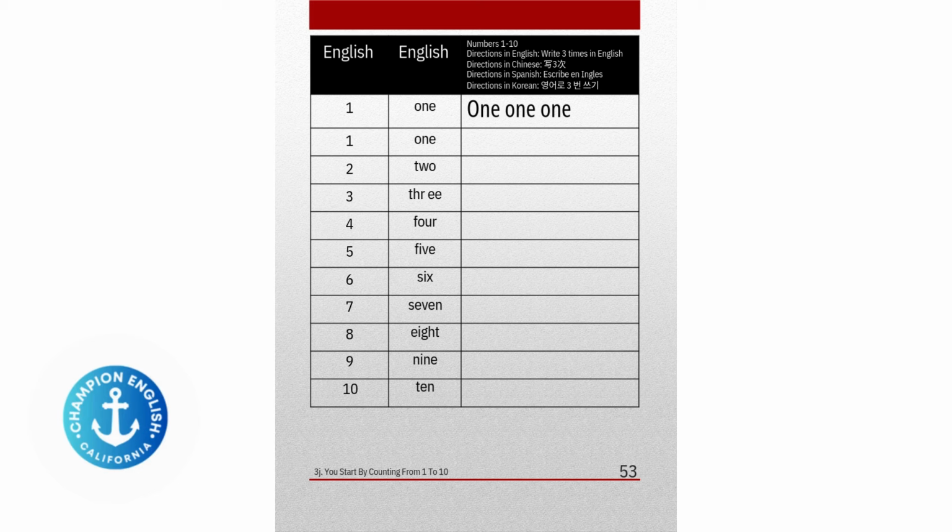Here we go. 1, 1, 1. 2, 2, 2. 3, 3, 3. 4, 4, 4. 5, 5, 5. 6, 6, 6. 7, 7, 7. 8, 8, 8. 9, 9, 9. 10, 10, 10. All right, students, very good job. And let's check your work on the next page.